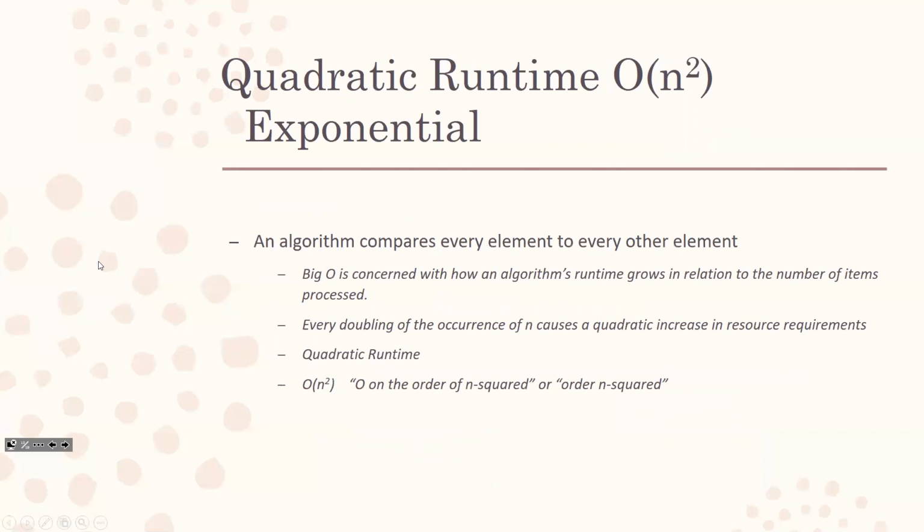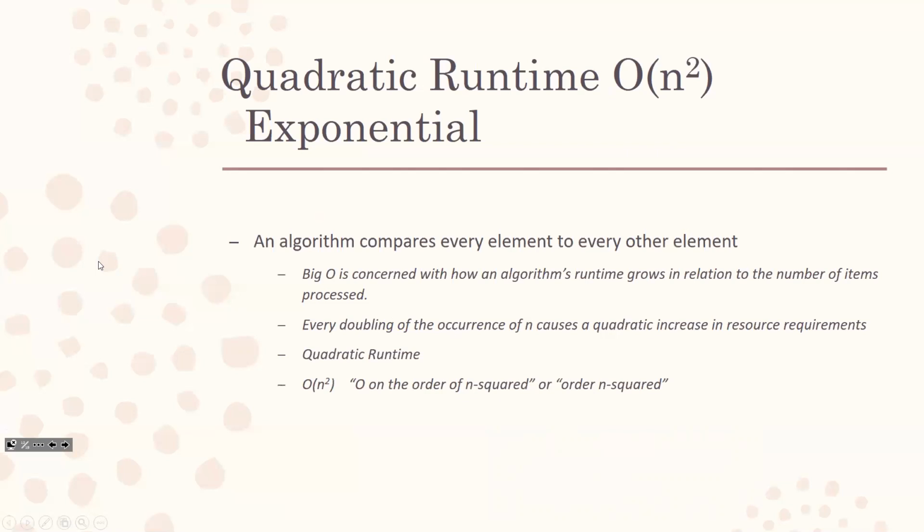Now, another type of big O is the quadratic runtime. And this is where, like with that employee example, an algorithm compares every element to every other element. So here we have two arrays. I'm going to take item 1 in this array and compare it to every other item in array 2. I'm going to look at item 2 in this array and compare it to every other item in array 2. And as I go, I'm going to be constantly doubling my runtime.